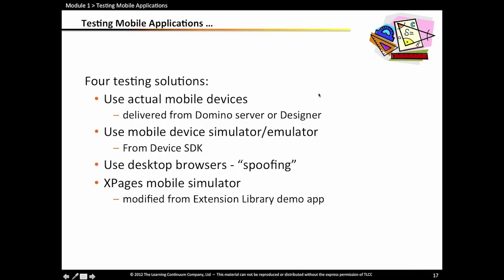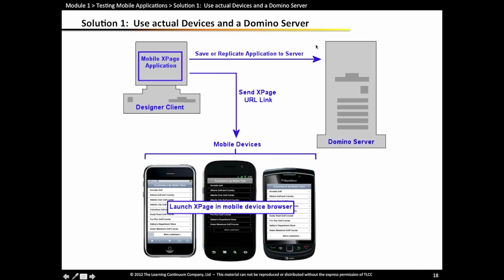When you're doing your development, one of the biggest hurdles is getting it someplace where you can actually test it. You may or may not always have a designated Domino test server in order to test your code. So we have 4 testing solutions. You can use the actual mobile devices off of a server, the mobile device simulator, desktop browsers, or the XPages mobile simulator. The actual devices, that's probably the best choice.